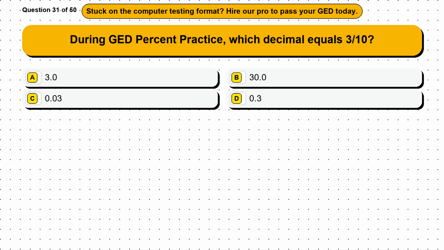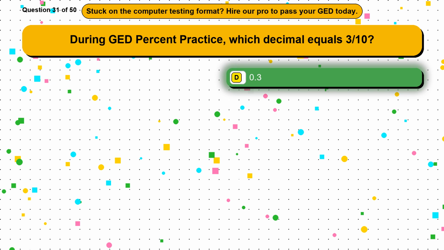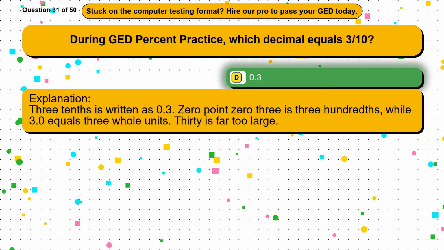Question 31. During GED percent practice, which decimal equals 3/10? Option A, 3.0. Option B, 30.0. Option C, 0.03. Option D, 0.3. The correct answer is option D. 0.3. 3/10 is written as 0.3. 0.03 is 3/100ths, while 3.0 equals 3 whole units. 30 is far too large.